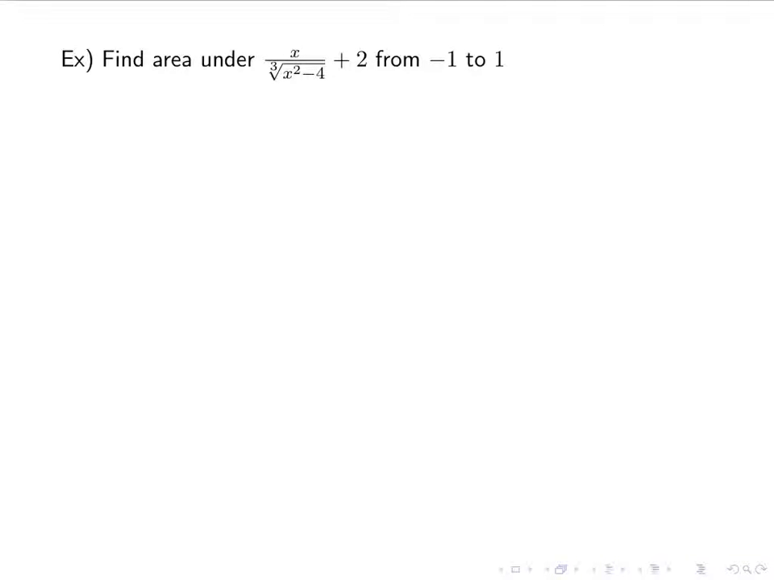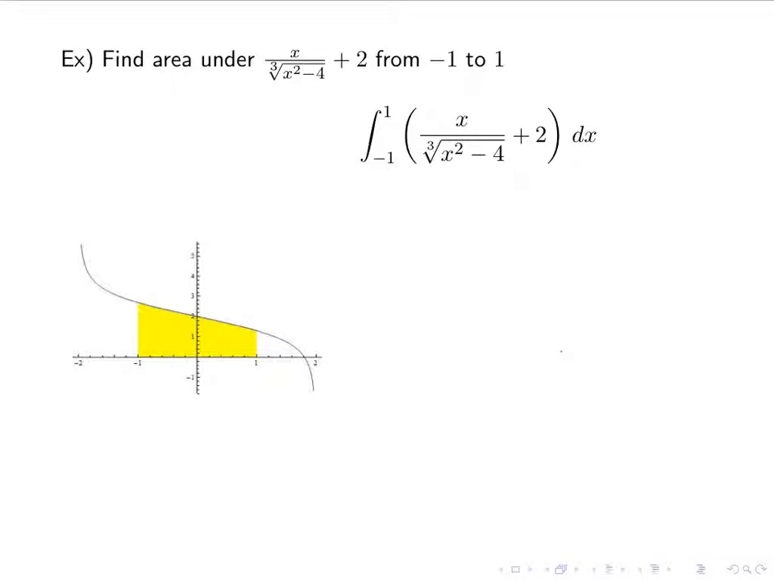So for our last example, we have find the area under the curve x divided by the cubed root of x squared minus 4, all plus 2, from negative 1 to positive 1. So I have a picture of my curve here. We've got it highlighted from negative 1 to 1. And setting up the integral, we have the integral from negative 1 to 1 of our whole function dx.